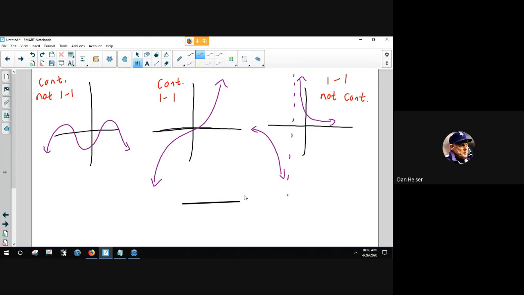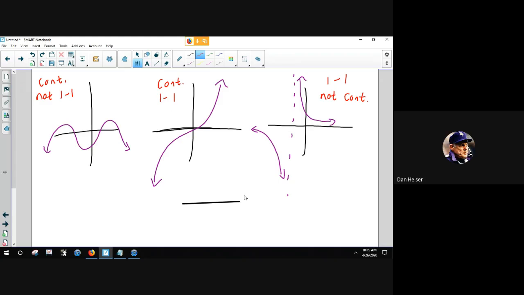1-to-1 is a function that passes two tests. Again, if it fails horizontal, it is still a function. To be a function, you just have to pass vertical. To be 1-to-1, you have to pass both. To be continuous, we need to be able to sketch it in one smooth motion.